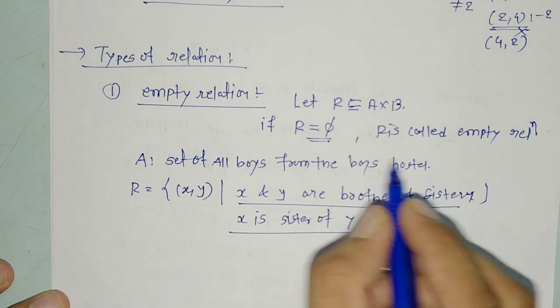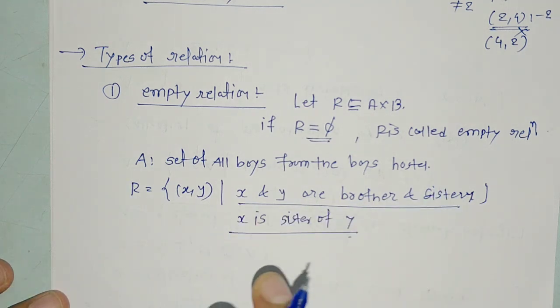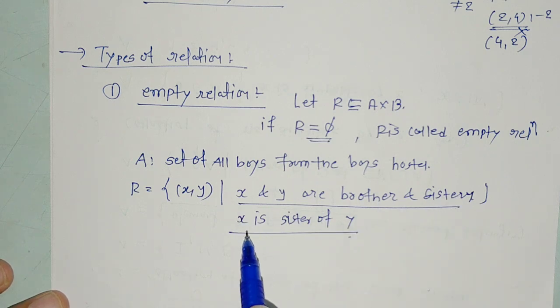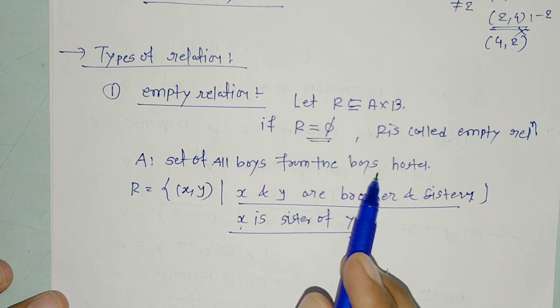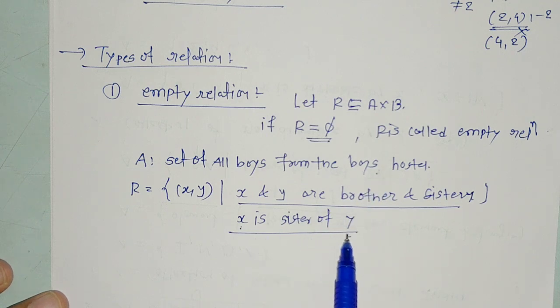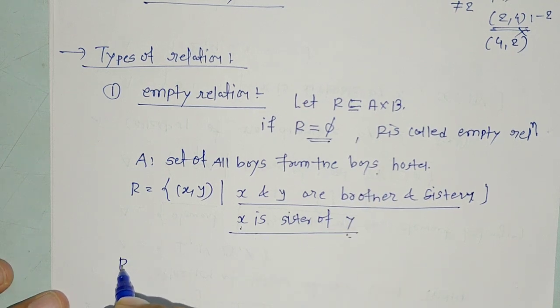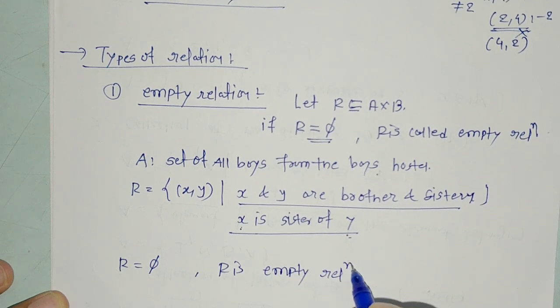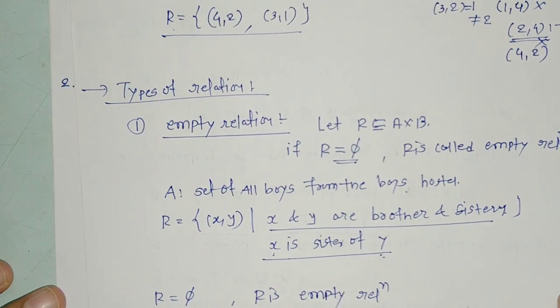Now let's take any boys from this boys hostel. If I apply this relation, I cannot find any x from the boys hostel which is the sister of y. So eventually R is the empty set. So R is an empty relation. I think the empty relation is clear to you. Now let's go further.